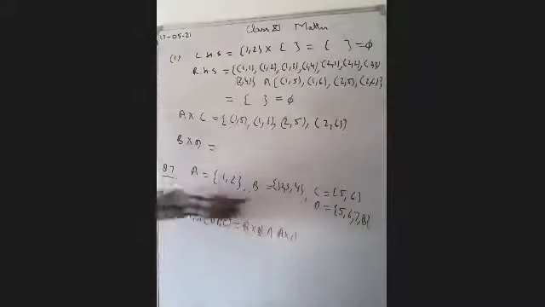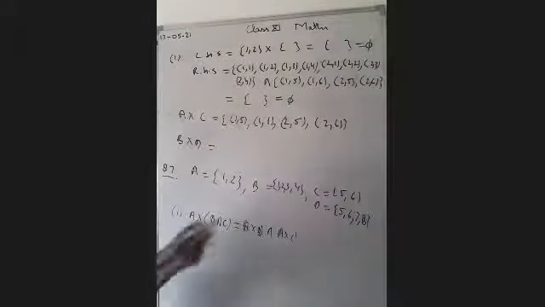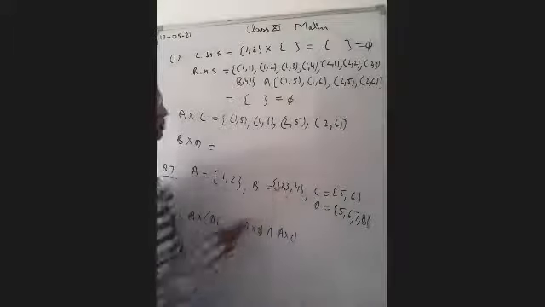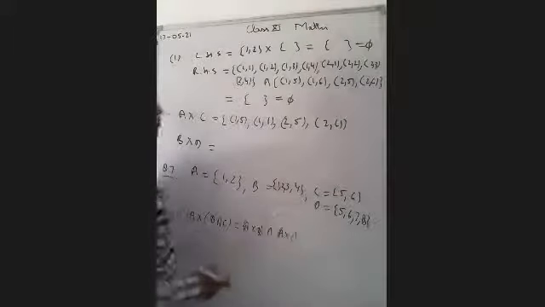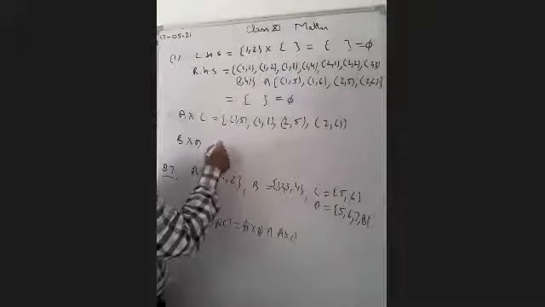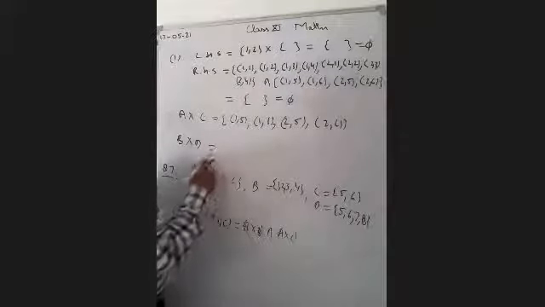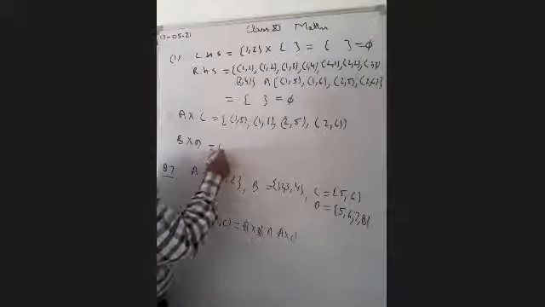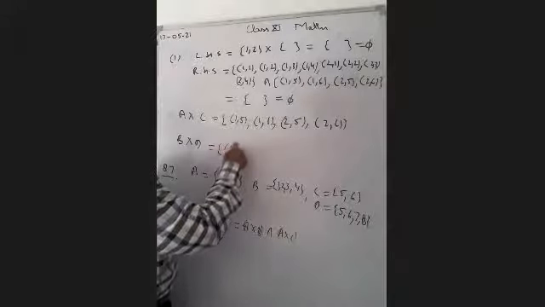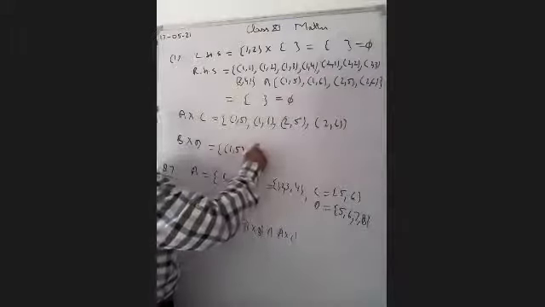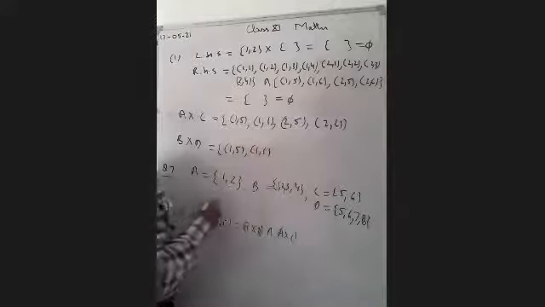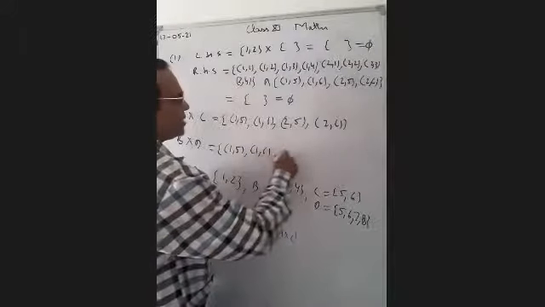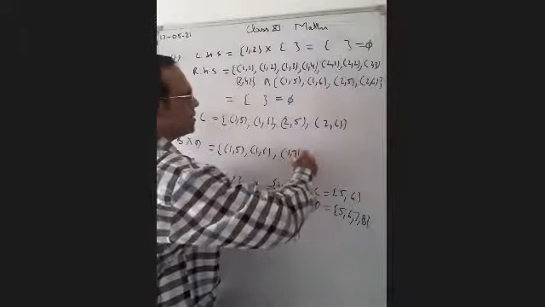Now we are finding the value of B cross D. What is the value of B? The first element we have to take from set B, and the second from D. So what will be the elements of B cross D? These elements will be (1,5), (1,6), (1,7), (1,8).